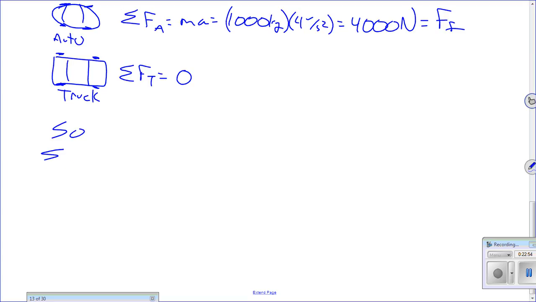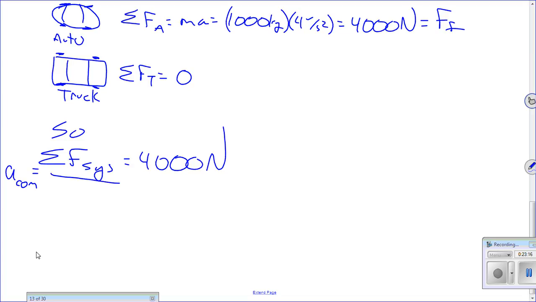So what's the net force on the system? Well, there's only one external force. It's 4,000 newtons, right? Follow? That means that I can find the acceleration of the system, which is the same as the acceleration of the center of mass. So to find the acceleration of the system, I'm going to take the net force of the system and divide it by the mass of the system.